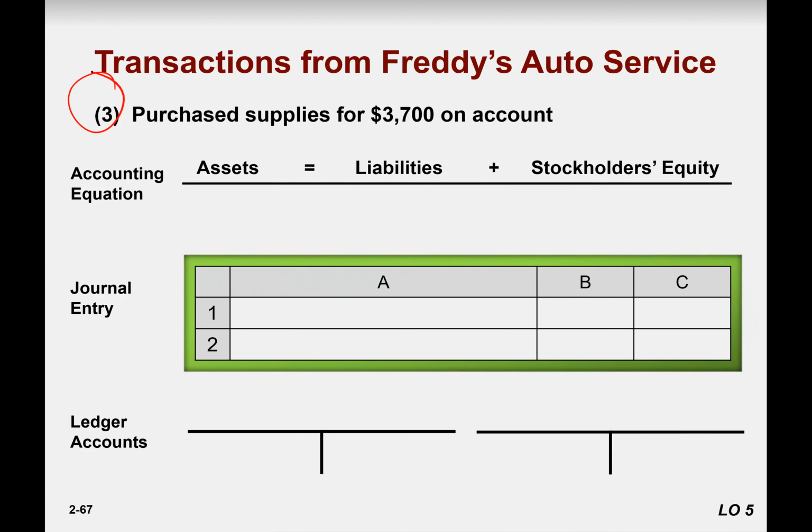Now the third one, purchase supplies for 3,700 on account. So make a three-step process. Which two accounts are included here? At least two accounts are included here. Purchase supplies on account.